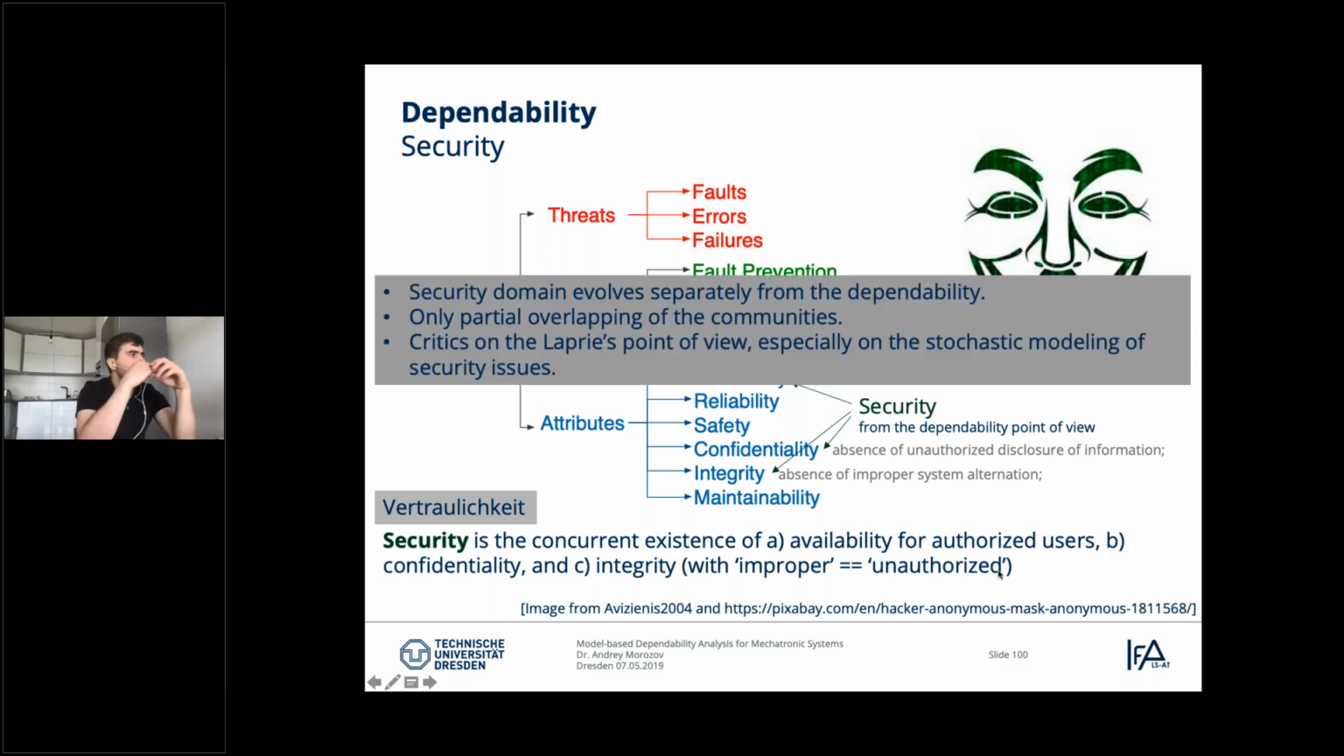However, the security domain evolves. The security people and the dependability people are different. It's basically two different communities. One community deals with reliability and safety, and the others deal with security, and these communities are quite separated. What I'm showing now is the view of security from the dependability people, and this is not really well accepted by the security community. In security, they have their own definitions, and they are more connected to real life. This security definition from the dependability point of view is a little bit artificial.